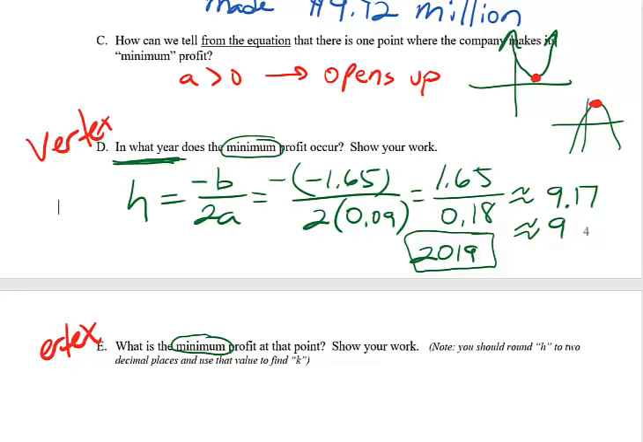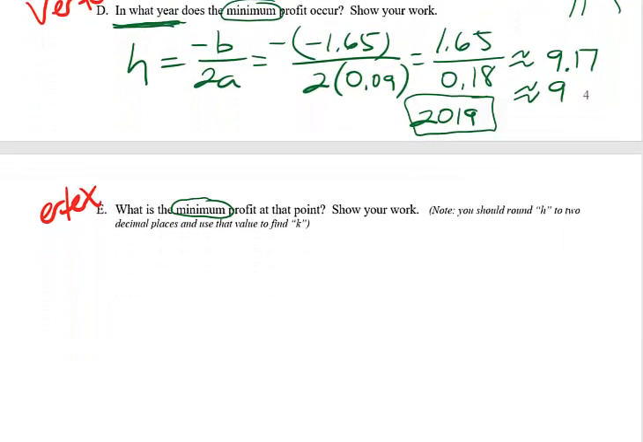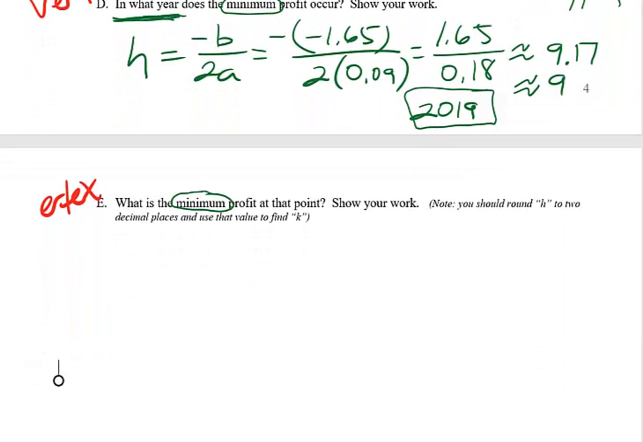Take a look now at part E. Part E is saying, well, let's go ahead and figure out how much money we're talking about then. We know that in 2019, that's the lowest profit they're going to get. Well, how much money is that? Of course, this is also a vertex situation, and this time we need the k, because the k is the y coordinate, and in this problem the y numbers are the money numbers, the profit numbers. So I just need to find k.